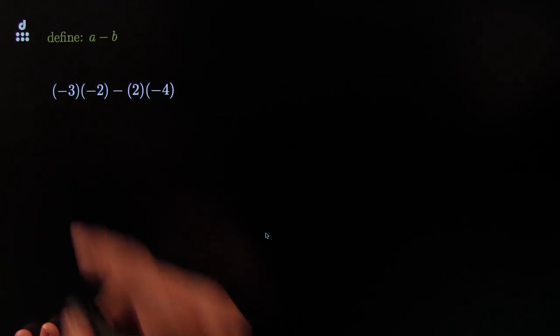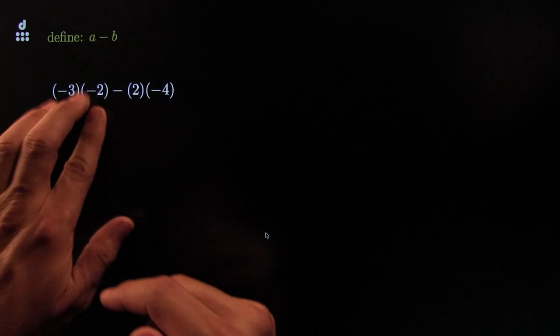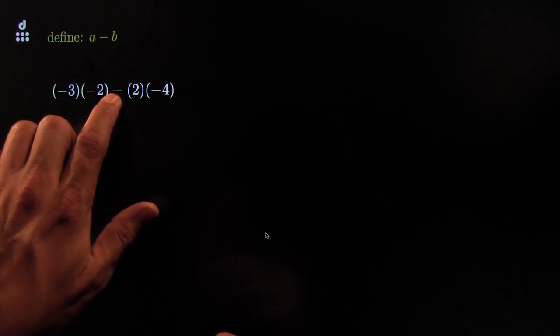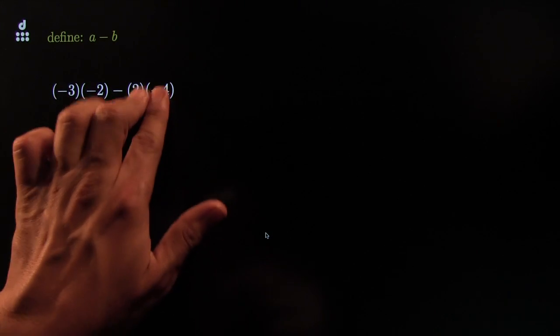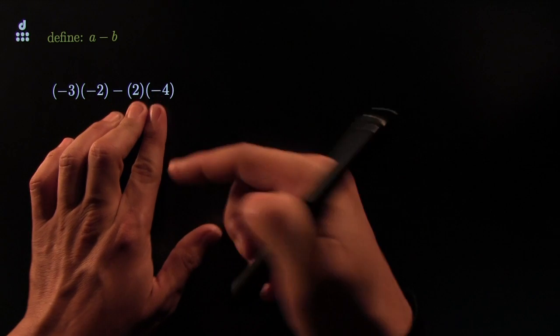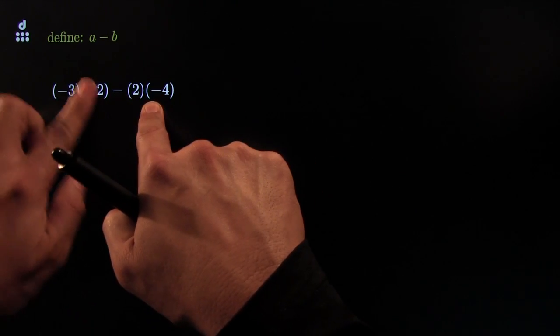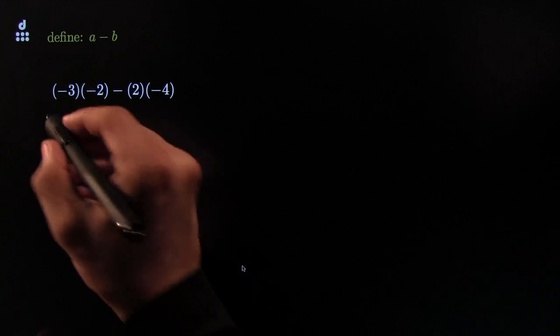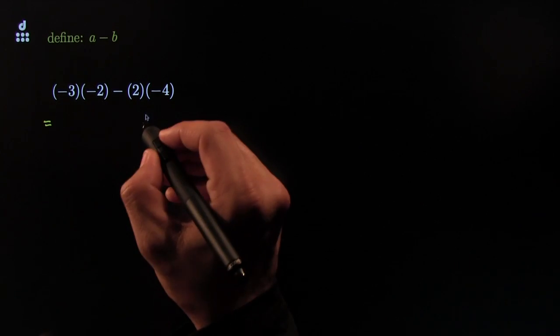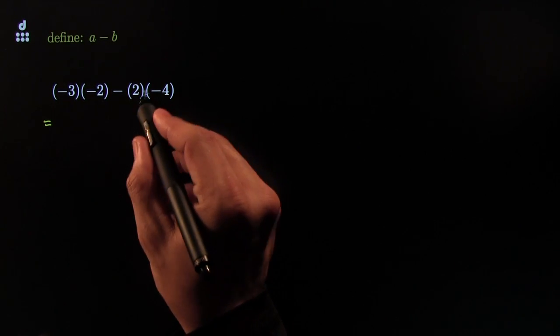Let's try this one. So I have some stuff here. Because this is times, this is glued together as one item. Minus 2 times negative 4. This is glued together as one item. We talked about this before. This famous idea of terms. This is one term. This is one term. You've got to keep them together until you have a valid theorem or axiom to break them apart.